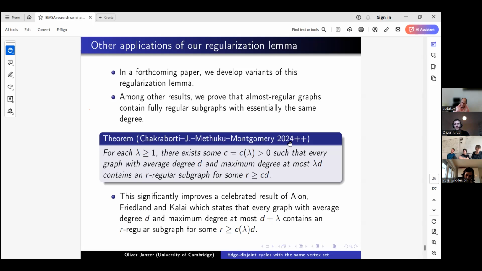That was part of the reason why we needed to invent this new regularization. Certainly the regularization techniques I'm aware of don't really allow you to control the vertex set of your subgraph. That was one of the big issues. In particular, with Alon–Friedland–Kalai, you don't have any control on the vertex set because it's an algebraic tool. There are other regularization techniques, but they don't seem to allow you to control the vertex set.